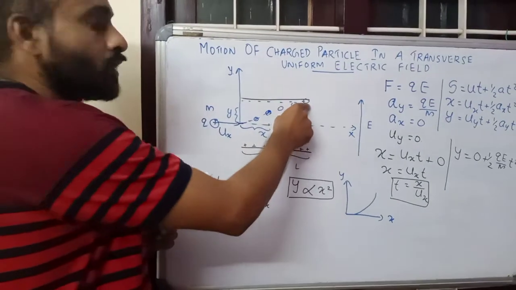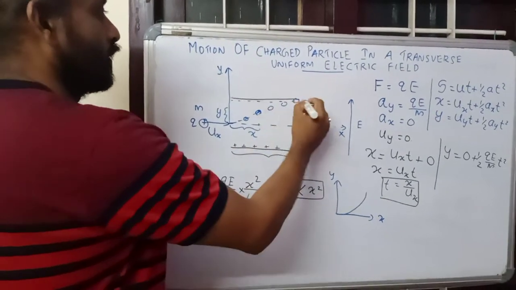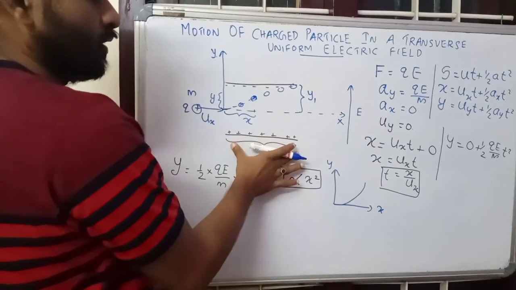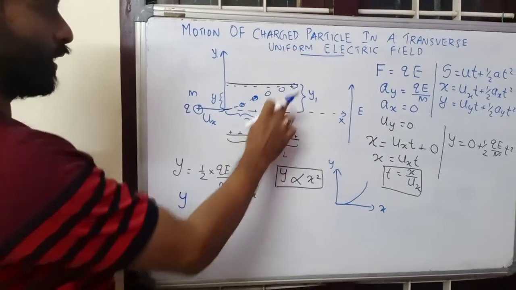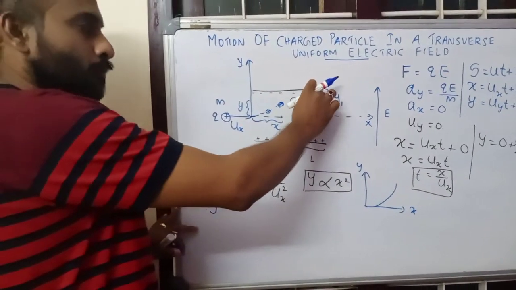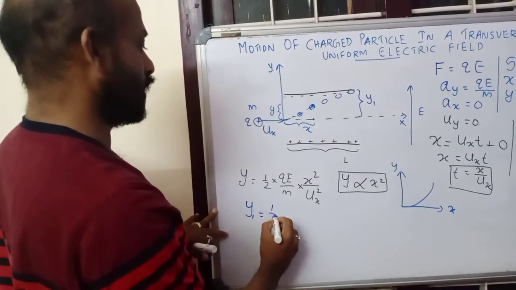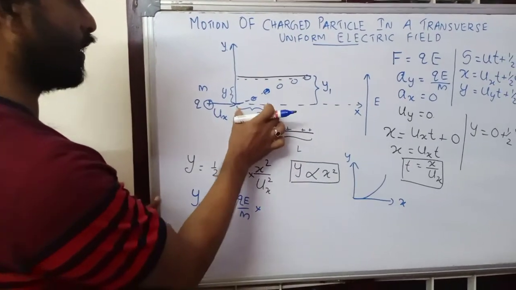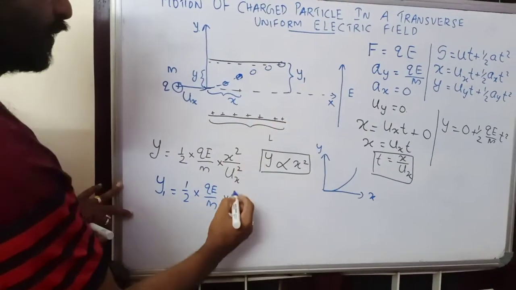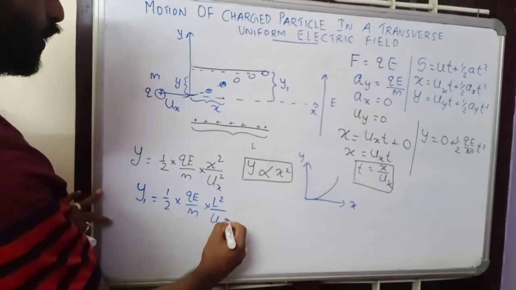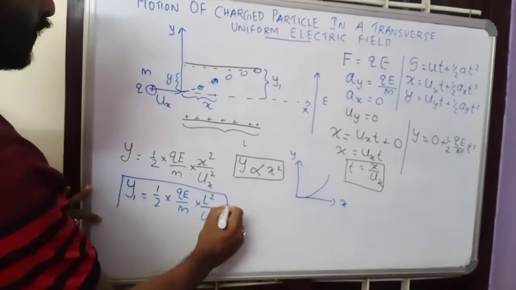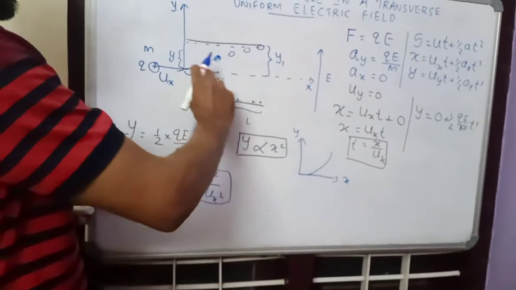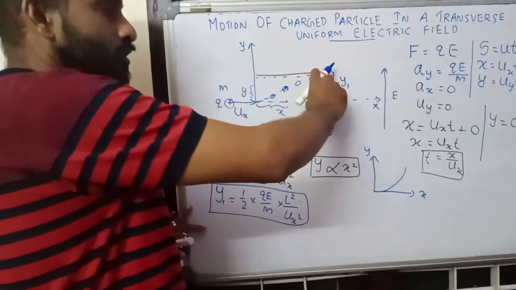Now let the particle reach here. At this position, the instantaneous y position I can take as y1. X position will be length L. So what will be the equation? At this position, when it reaches the edge of the plate, y1 is equal to half into qE by m into, instead of x square, we use L square because L is the length of the plate, into L square by ux square. We have two equations: one for the instantaneous position at any particular instant, and this is the equation when the particle reaches the edge of the region between the plates.